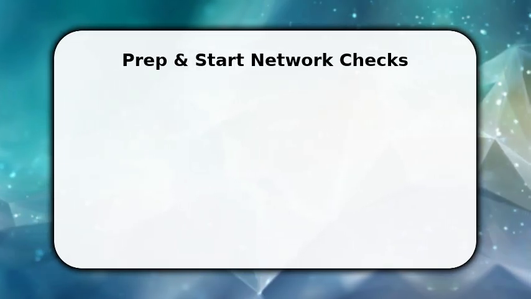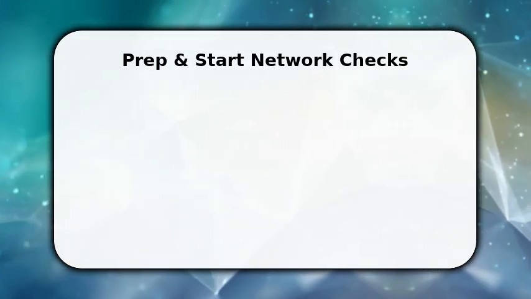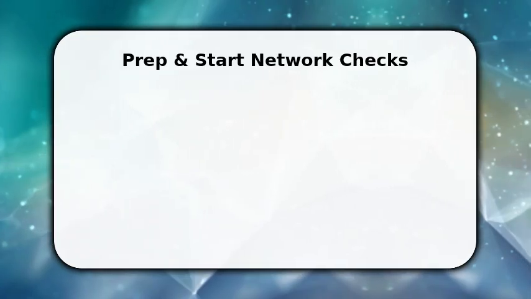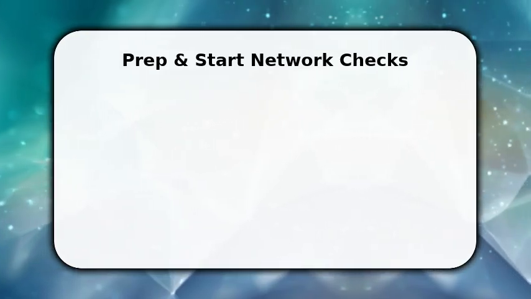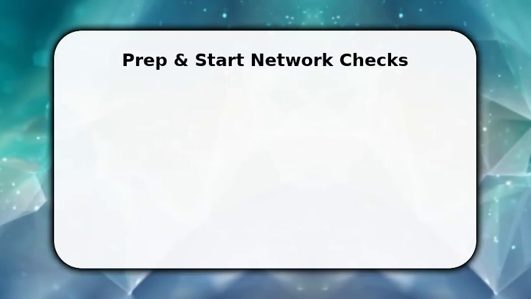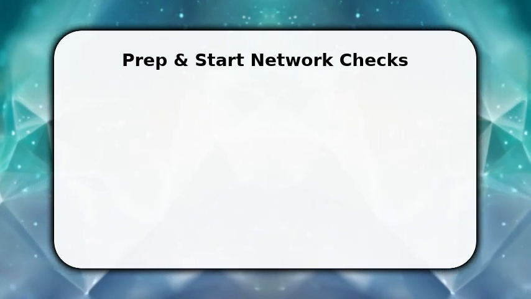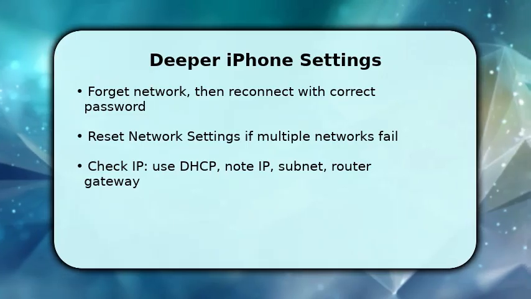Put the phone briefly into airplane mode, then re-enable Wi-Fi to force a fresh network scan. This clears temporary radio conflicts. Once done, tap the correct SSID and enter the password carefully, because simple typos are a common cause of failed connections. Now dive into settings to resolve persistent issues.